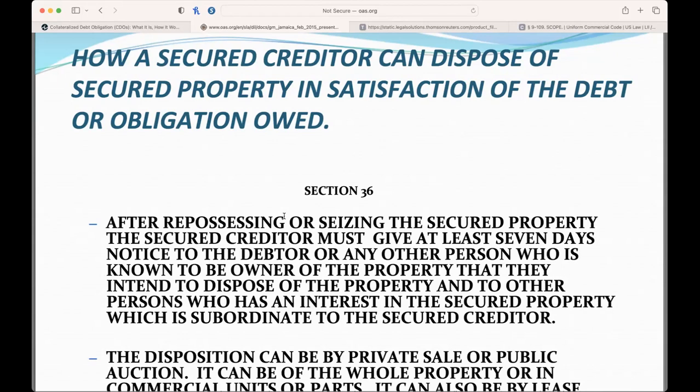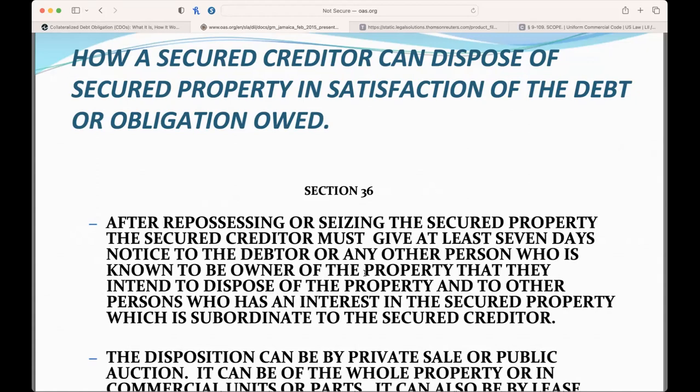So repossession is just to throw you off. Like I said, you end up locking your car up, or you've got 3 pit bulls around your car to make sure nobody's stealing it in the middle of the night. But it says the secured creditor must give at least 7 days notice to the debtor or any other person who is known to be the owner of the property that they intend to dispose of the property, and to other persons who have an interest in the secured property which is subordinate to the secured creditor. So they've got to give you 7 days notice, which they never do, because I'm kind of double speaking here, because we know it should be the asset or the paper, and it's not. They're actually talking about the car.